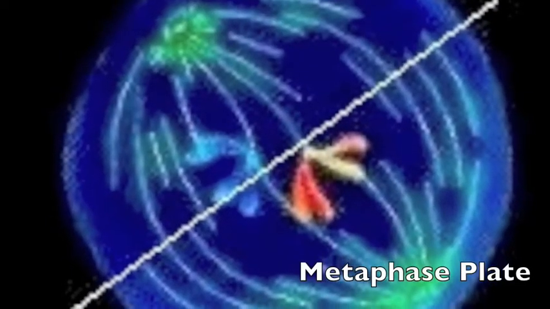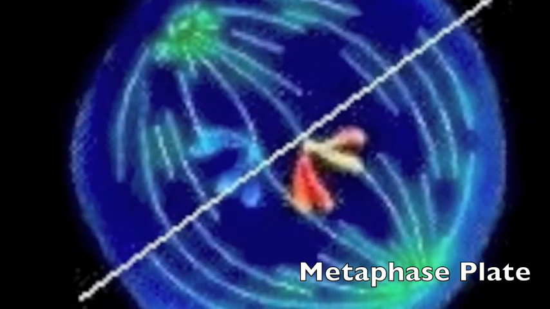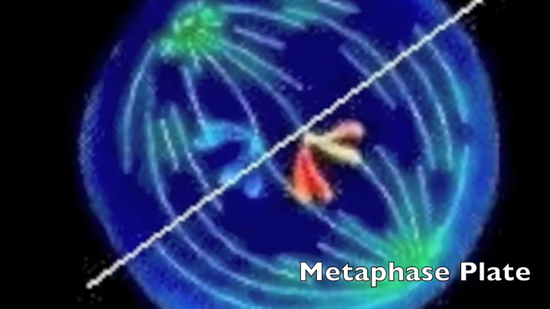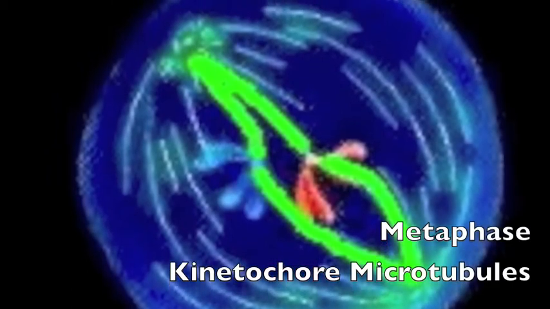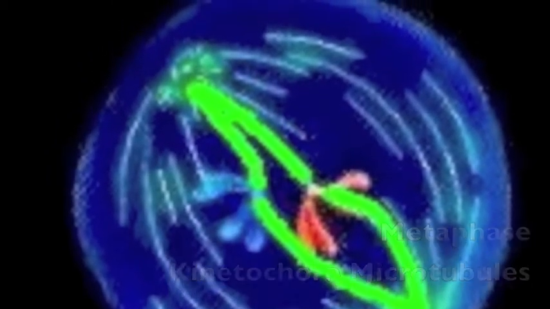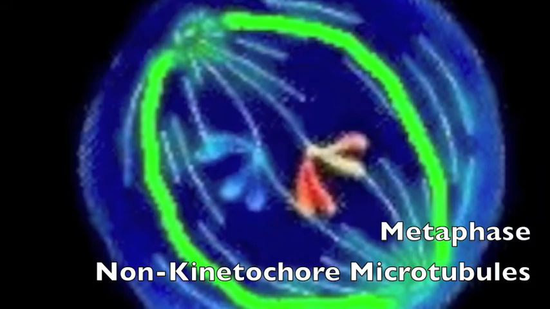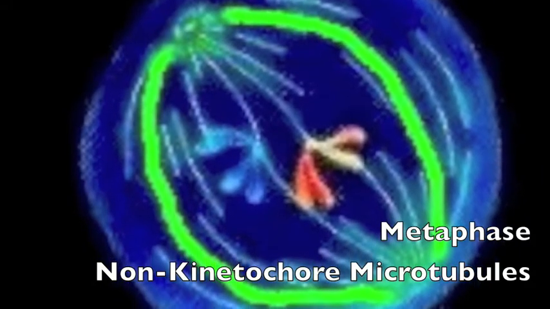There, they are met by microtubules from the centrioles. Some of these microtubules attach themselves to the chromosomes. These are called kinetochore microtubules. Others stretch past the chromosomes to the other end of the cell. These are called non-kinetochore microtubules.